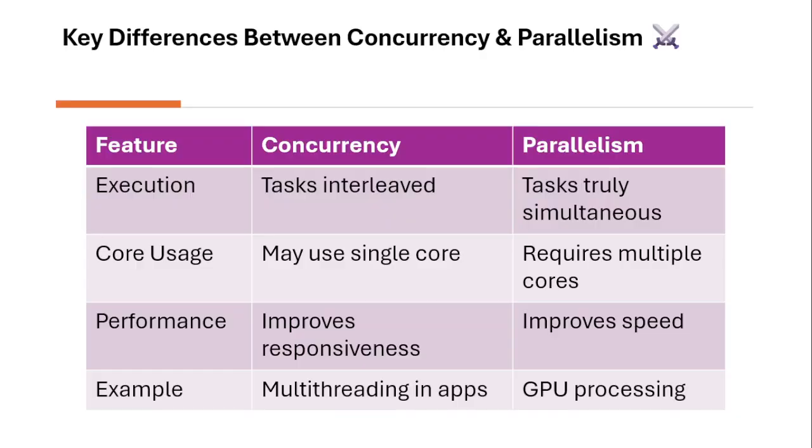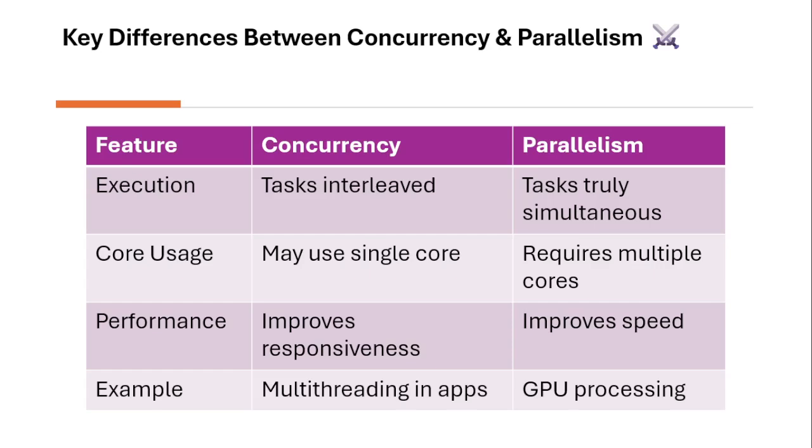Now I'll talk about key differences between concurrency and parallelism. In concurrency, tasks are interleaved, which means that if one task is running, another task has to be stopped. While in parallelism, all tasks can run at the same time, due to which parallelism requires multiple cores, but in concurrency, a single core can do all of the tasks one by one.